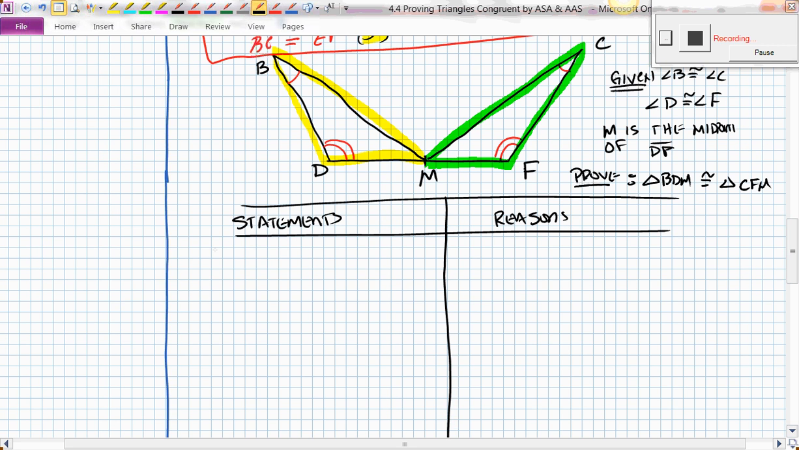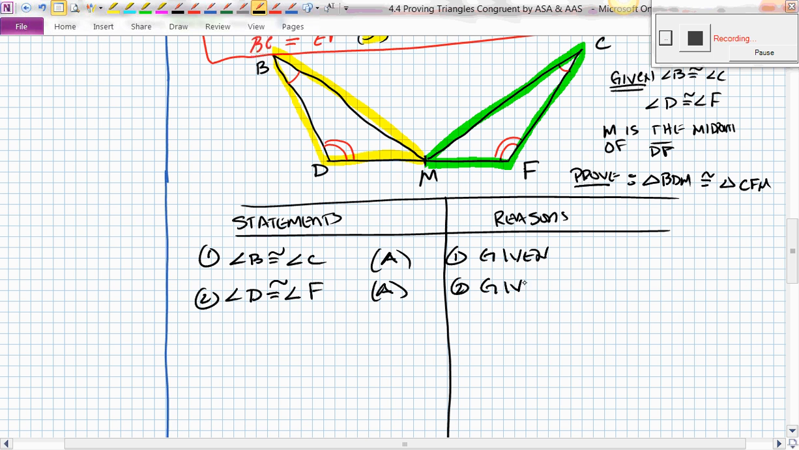So let's start off. Number one, we know that angle B is congruent to angle C. That's an angle because it's given. We know, number two, angle D is congruent to angle F. That's another angle because it's also given. Okay, now we're going to say that M is the midpoint of DF, and that's also given to us.